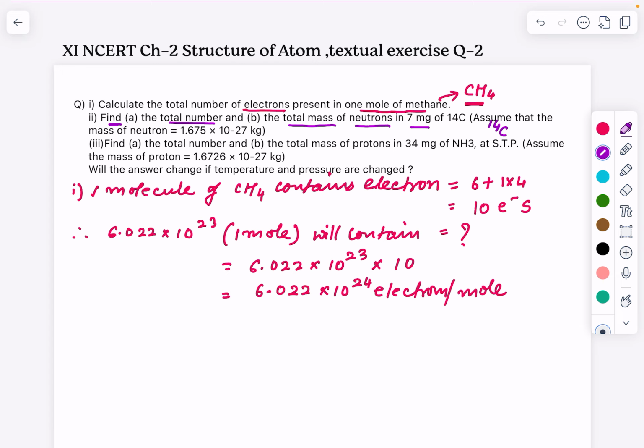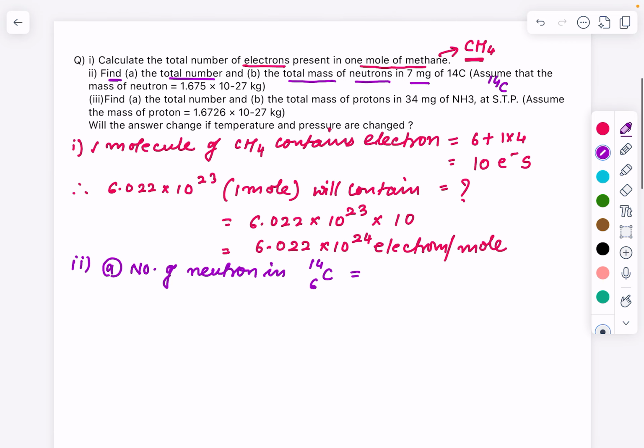Fine. So here the talk is about the neutrons. In part A, let us see the total number of neutrons in 7 milligrams of carbon 14. First let us find the number of neutrons in carbon 14, which is C14, and its atomic number is 6, so it can be written like this. We know that the number of neutrons can be found by subtracting the atomic number from the mass number. So 14 minus 6, you get 8 neutrons here.